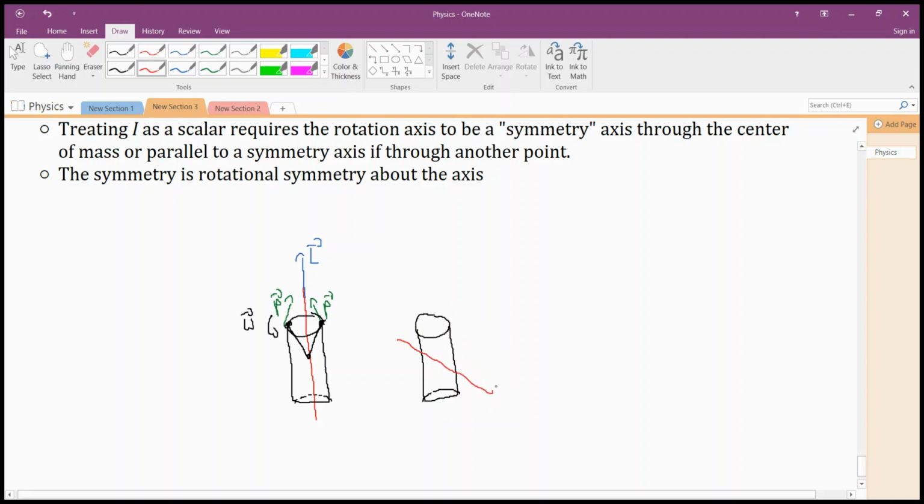Similarly, here's an axis that goes through the center of mass, but clearly it is not a symmetry axis. The cylinder does not have a rotational symmetry about it. There isn't a mass on each side that can balance each other out and cancel components of angular momentum. So this would be another example of an axis we can't use if we want to treat the moment of inertia as a scalar.